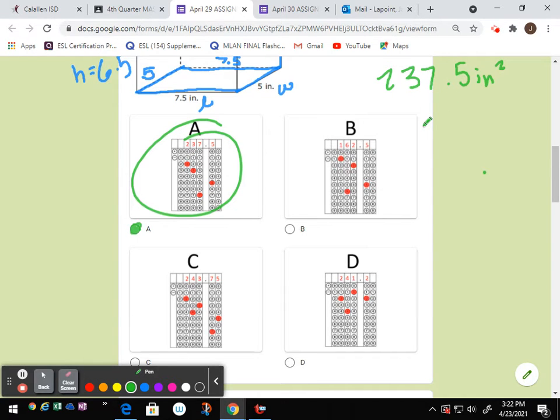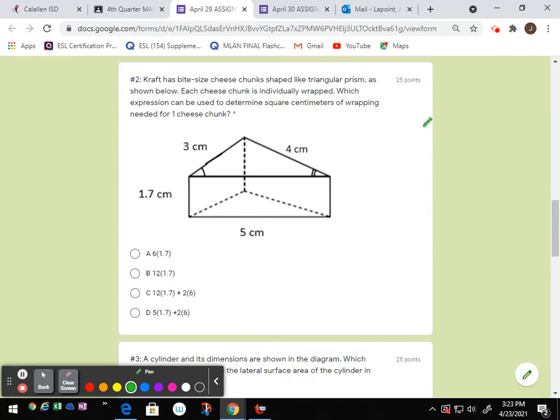All right, let's look at number 2. Number 2 says Kraft has bite-sized cheese chunks in the shape of a triangular prism. As shown, each cheese chunk is individually wrapped. Which expression can be used to determine the square centimeters of wrapping needed for one cheese chunk? Okay, so we need to wrap all sides of this triangular prism, so we are finding the total surface area again. So we have S is equal to big P times H plus 2 times big B for a triangular prism. Keyword prism, that's why we're using this.